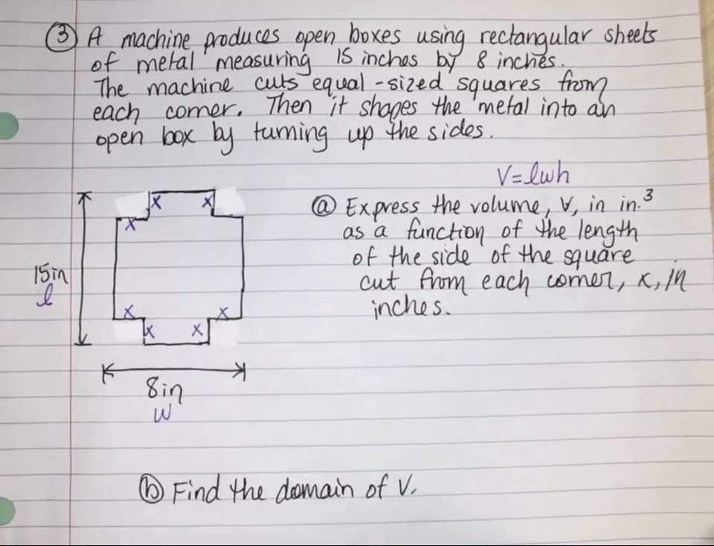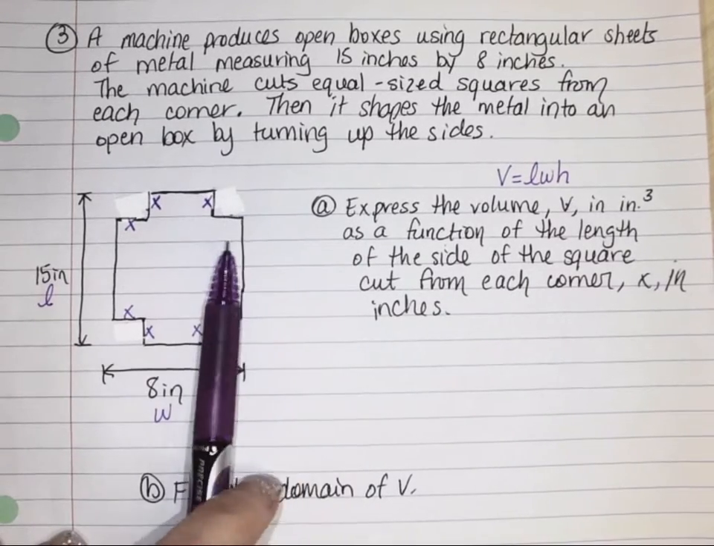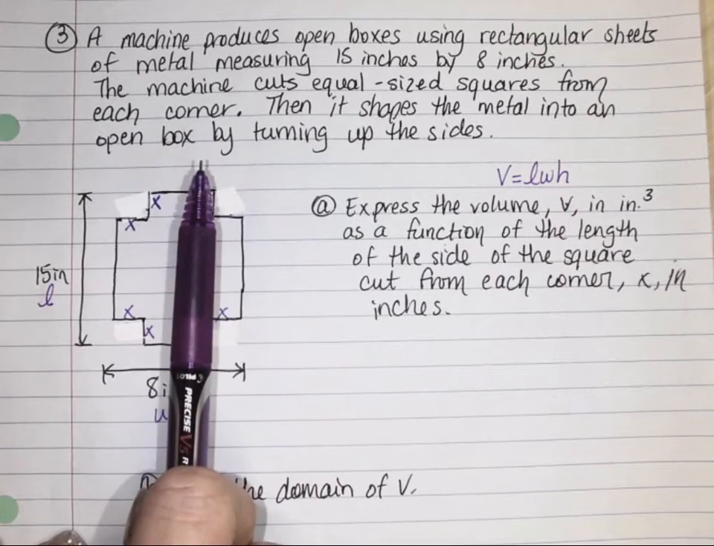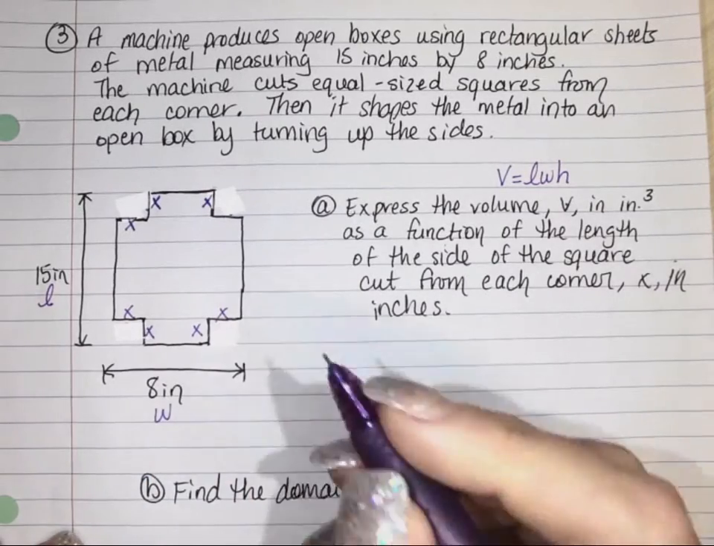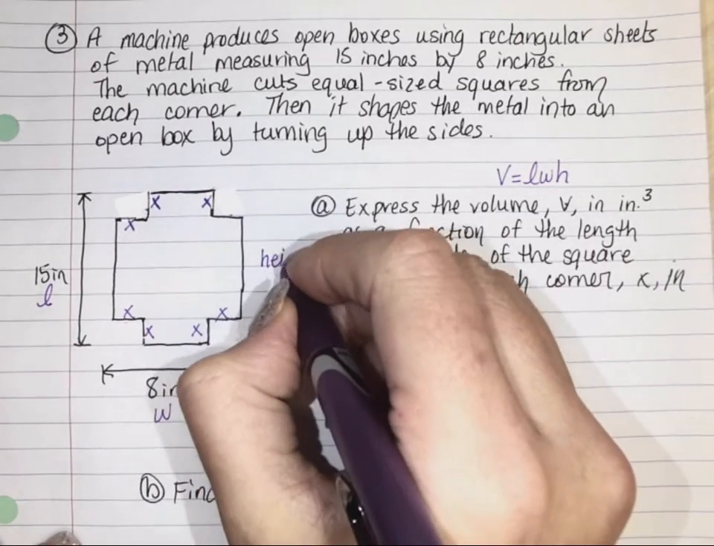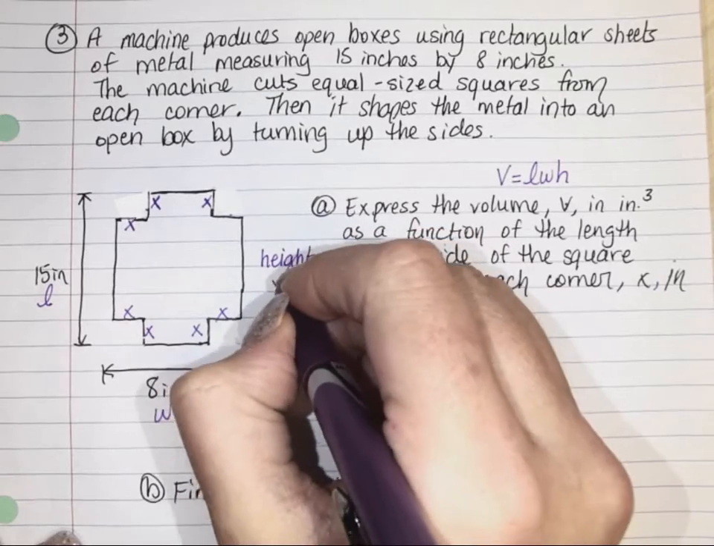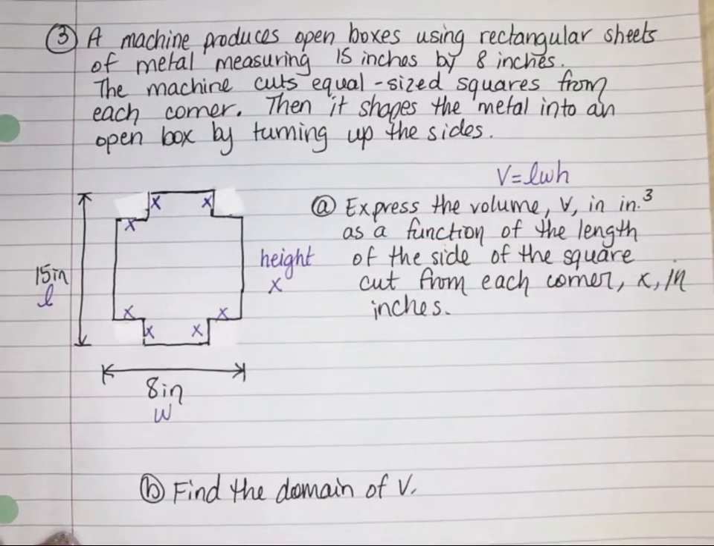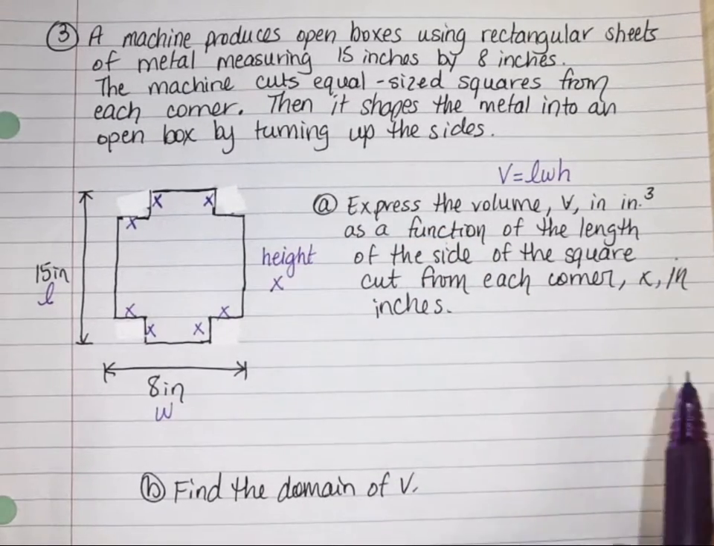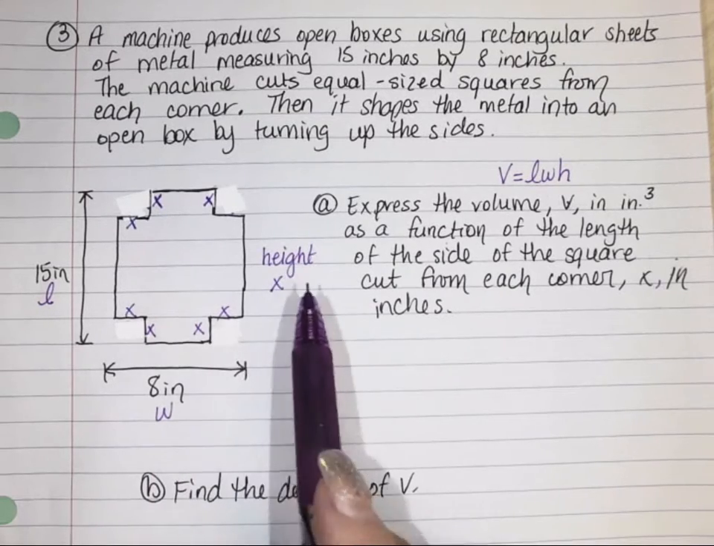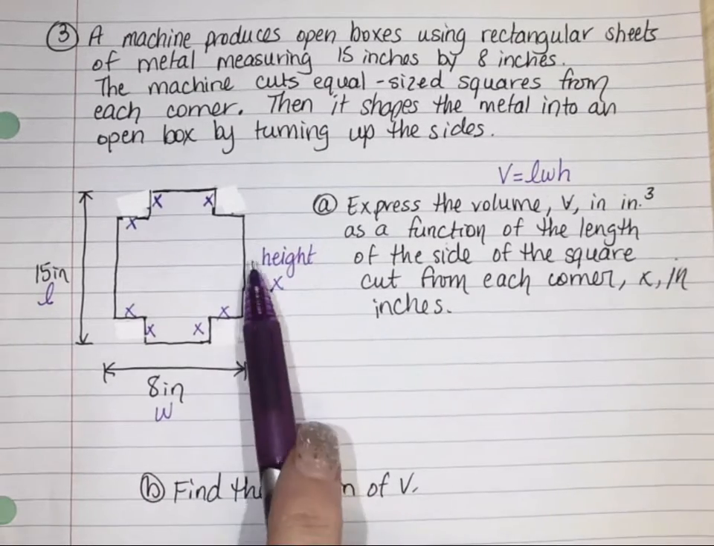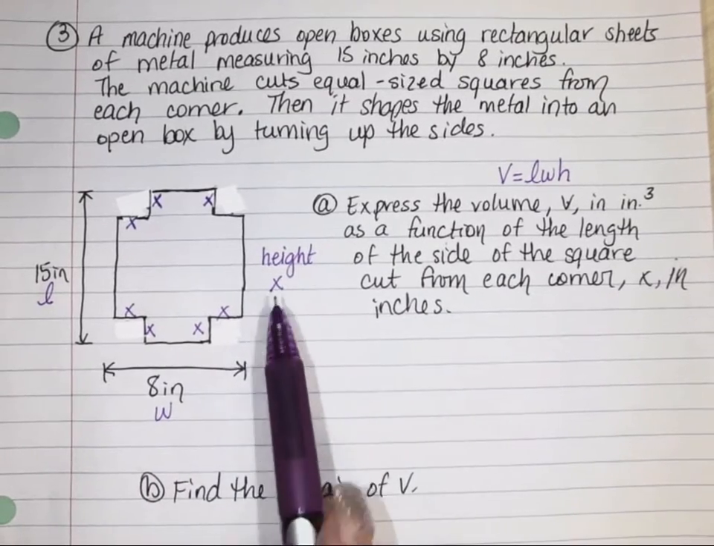So if you imagine taking this flap and folding it up, it's going to be x. Your height will be x. But we want to represent the length and width and the height all in terms of x. So we've already got the height taken care of because it is x.